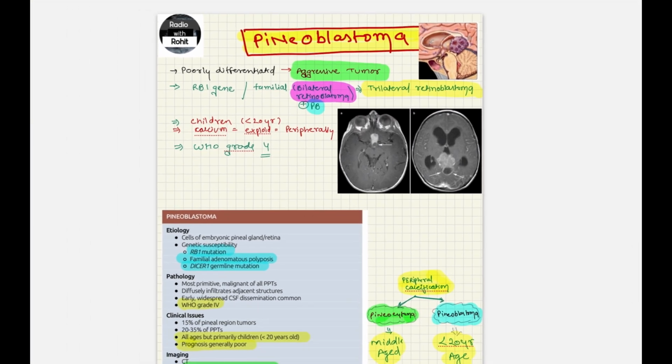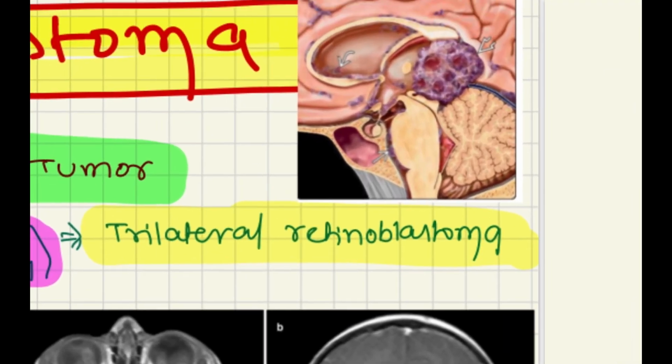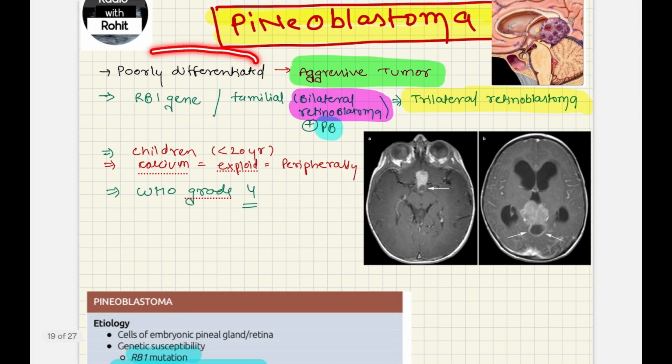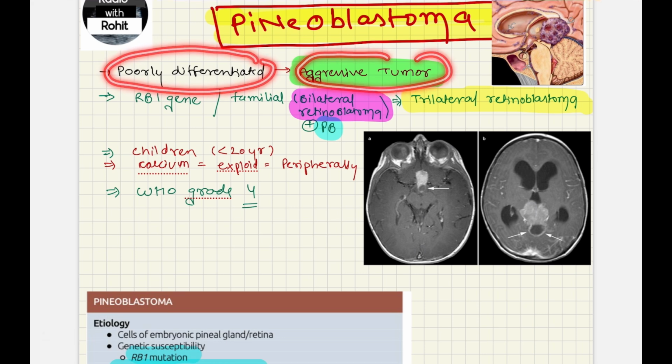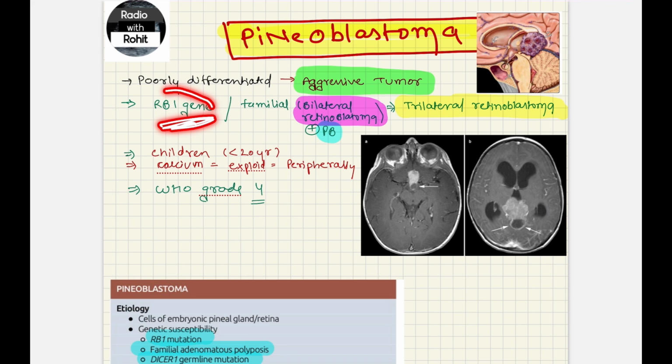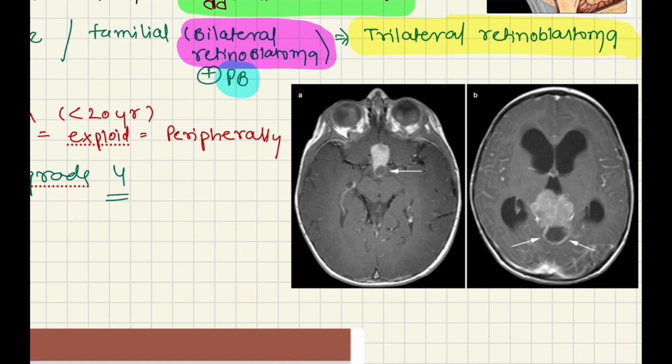Now we will discuss the pineoblastoma. Here we can see in this image that the pineoblastoma is a somewhat aggressive tumor, with the mass present in the CSF space in different places. So we can say that this is the poorly differentiated or aggressive type of tumor. So WHO grade 4. There is an association of this tumor with retinoblastoma, the retinoblastoma 1 gene. If a family has bilateral retinoblastoma associated with a pineal mass or pineal gland tumor, then we call this trilateral retinoblastoma. Look at this imaging, bilateral retinoblastoma with a mass in the pineal gland, so we call this a trilateral retinoblastoma.